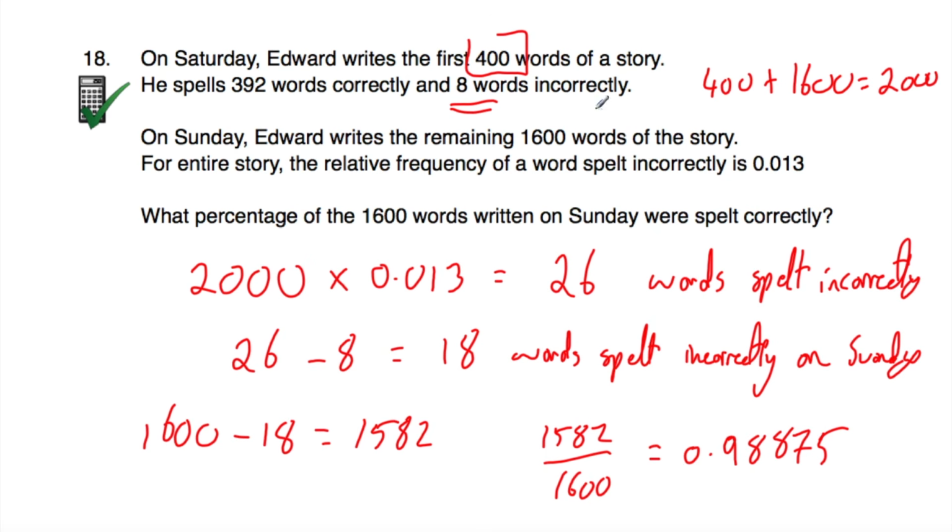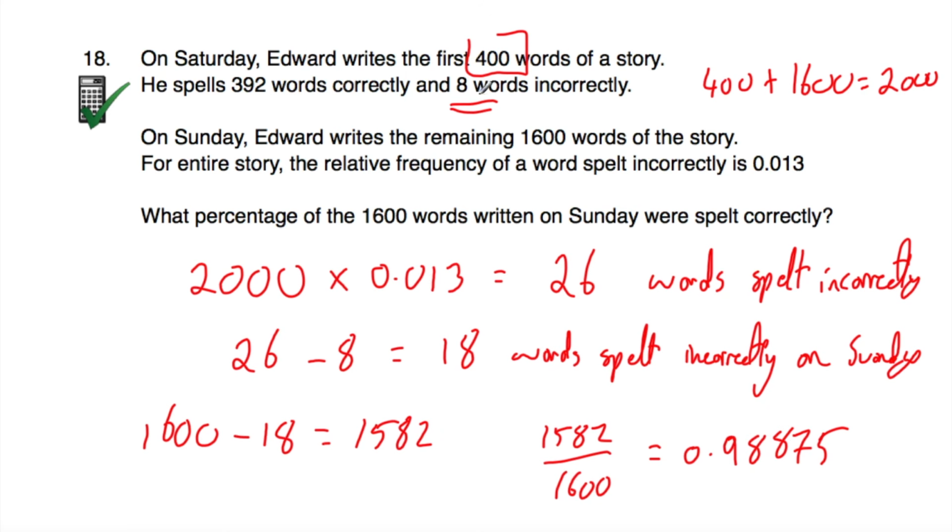And that's it. Okay, so just to recap in this question, we were told that he wrote 400 words on Saturday, and the rest of the story, the 1,600 words, on Sunday. We wanted to find the percentage of these words on Sunday that were spelled correctly. So what we did was we started off by taking the entire story, the 2,000 words, and times that by 0.013. And that told us that Edward spelled 26 words incorrectly over the whole story.